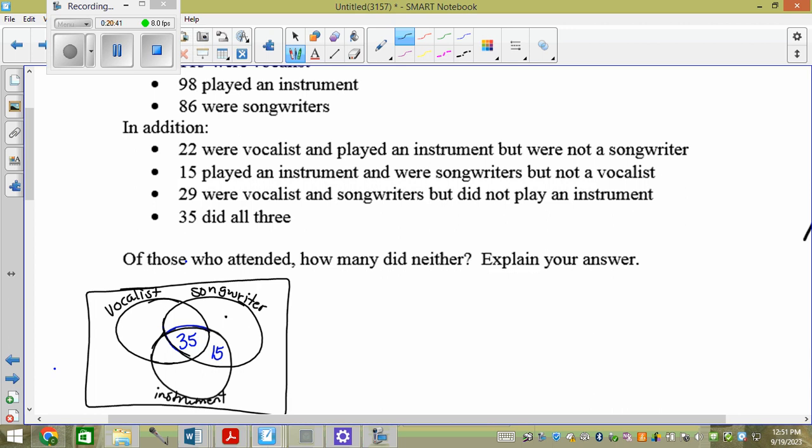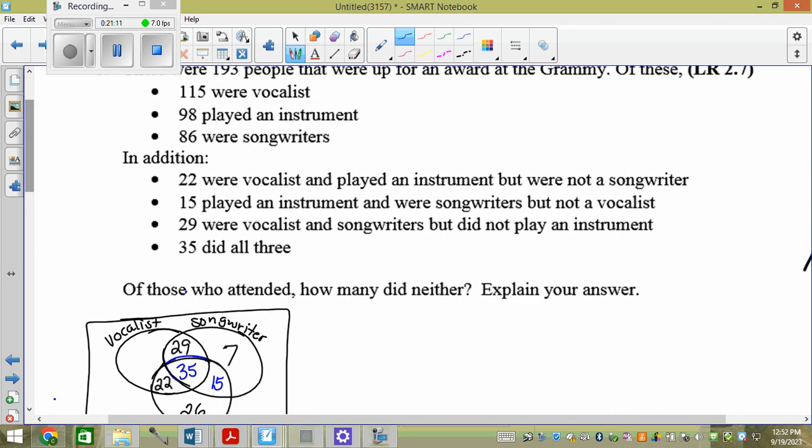That's distracting. 22 were vocalists and played an instrument. So 22 is here. 29 were vocalists and songwriters. So 29 is here. When you subtract that from 86, you get 7. Then 96 played an instrument. So we do 96 minus 22 minus 35 minus 15. And what do you get here? 26 here? And then vocalist is 115. So you do 115 minus 22 minus 29 minus 35. And you get 29.